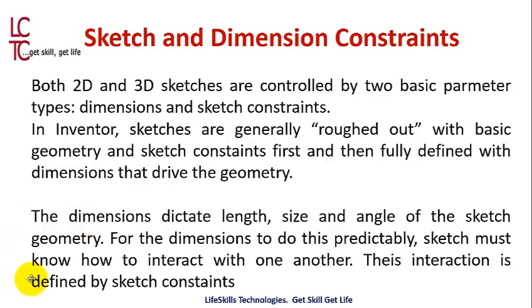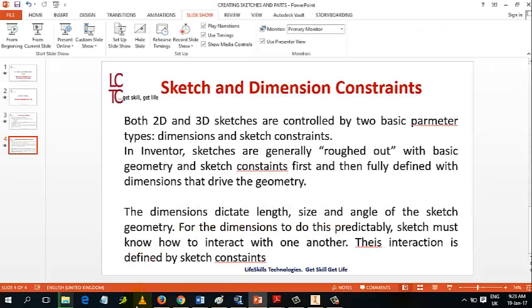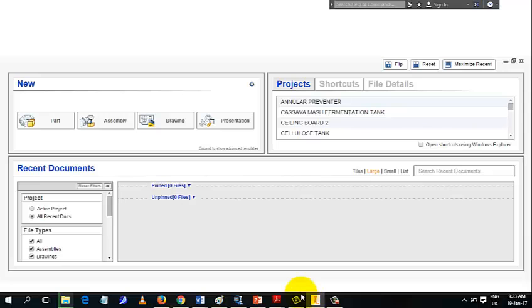Now, before I go into the practical session, the dimension dictates the length, size, and angle of the sketch geometry. And for the dimension to do this predictably, sketches must know how to interact with one another. This interaction is defined by sketch constraints. Now I want to get out of this presentation and launch the Autodesk Inventor software.